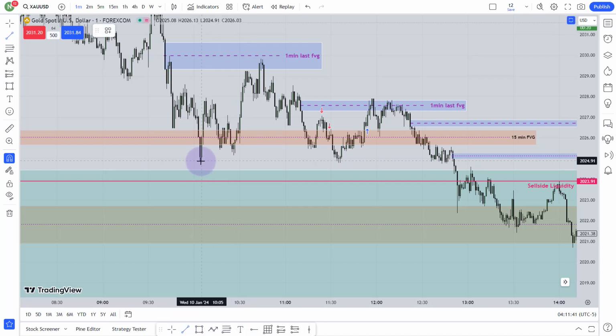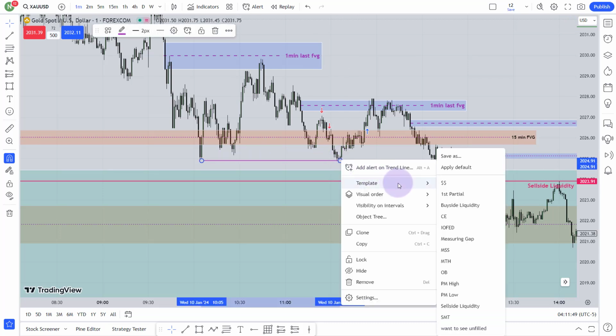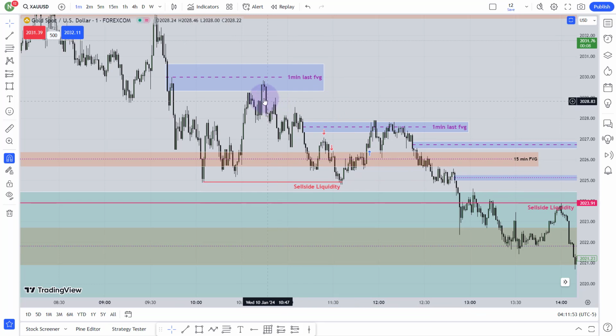Let me actually mark it. This low and that low. Both of those lows make this a sell side liquidity. So that could be your sell side liquidity. You can take your entry over there.